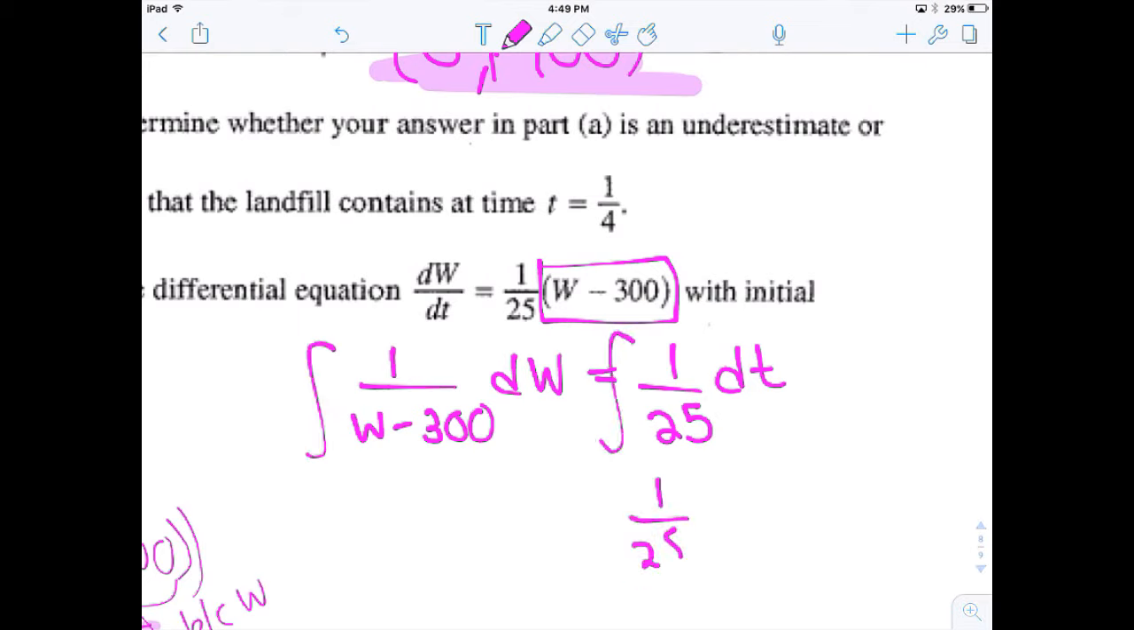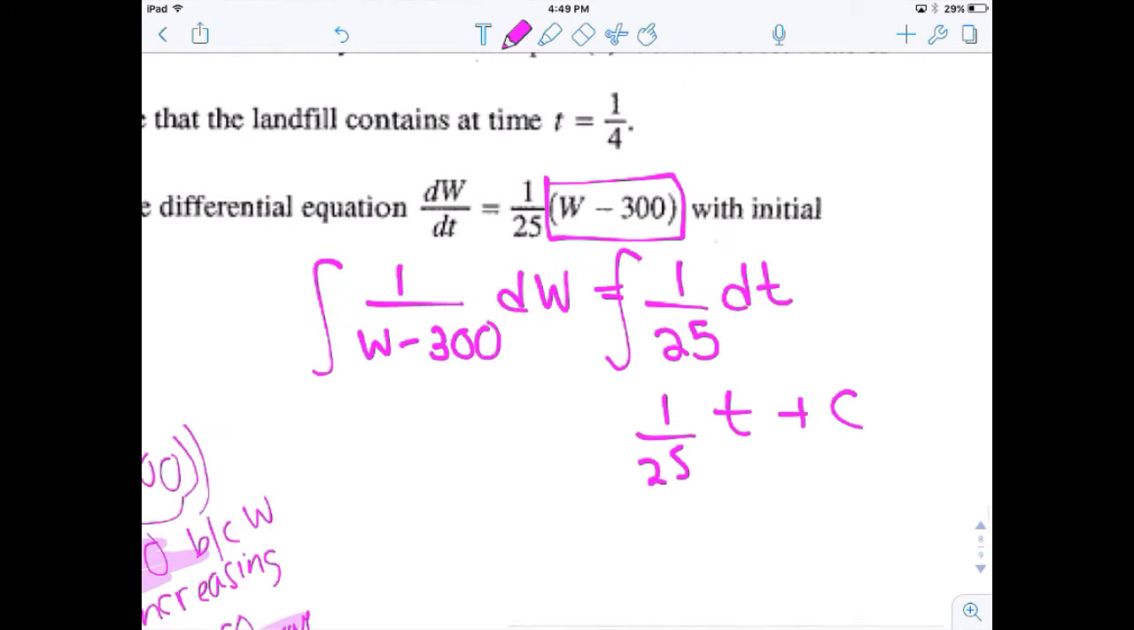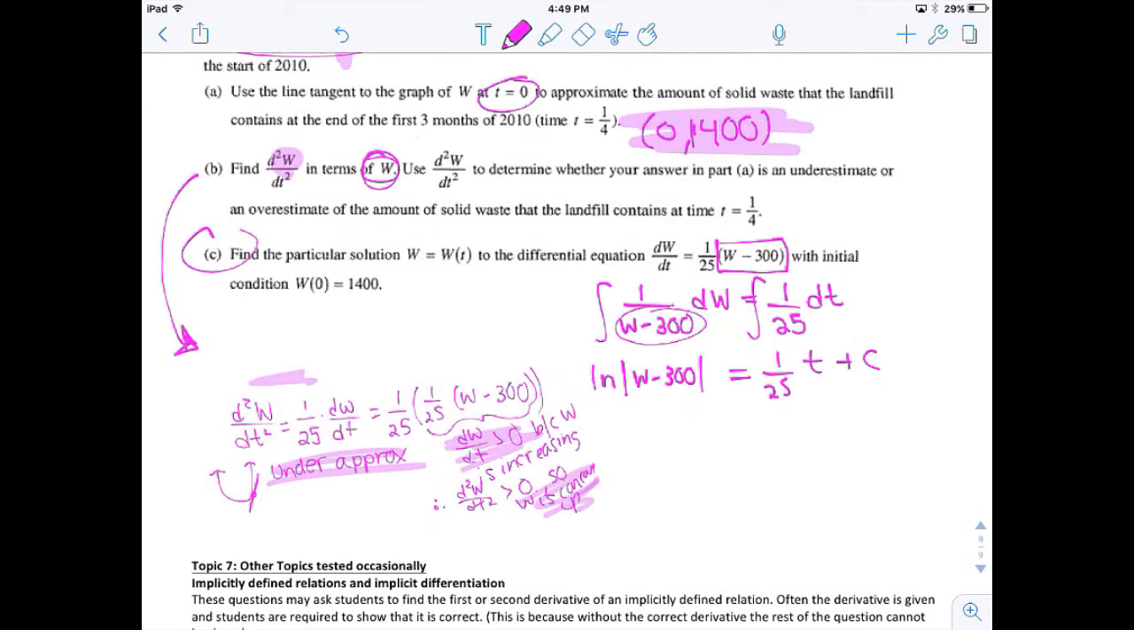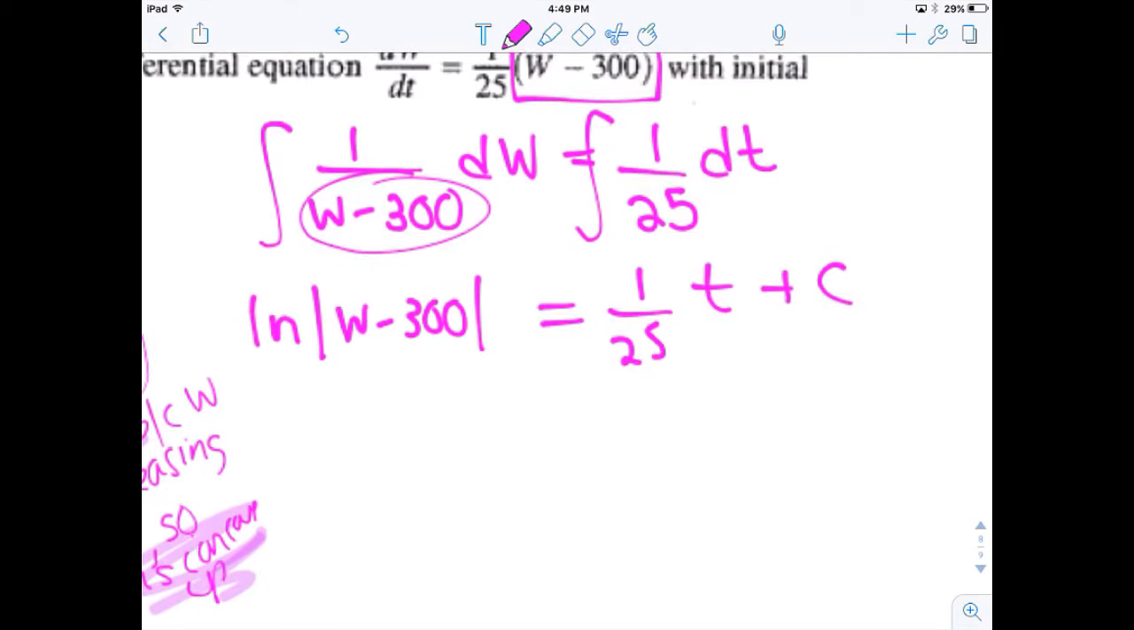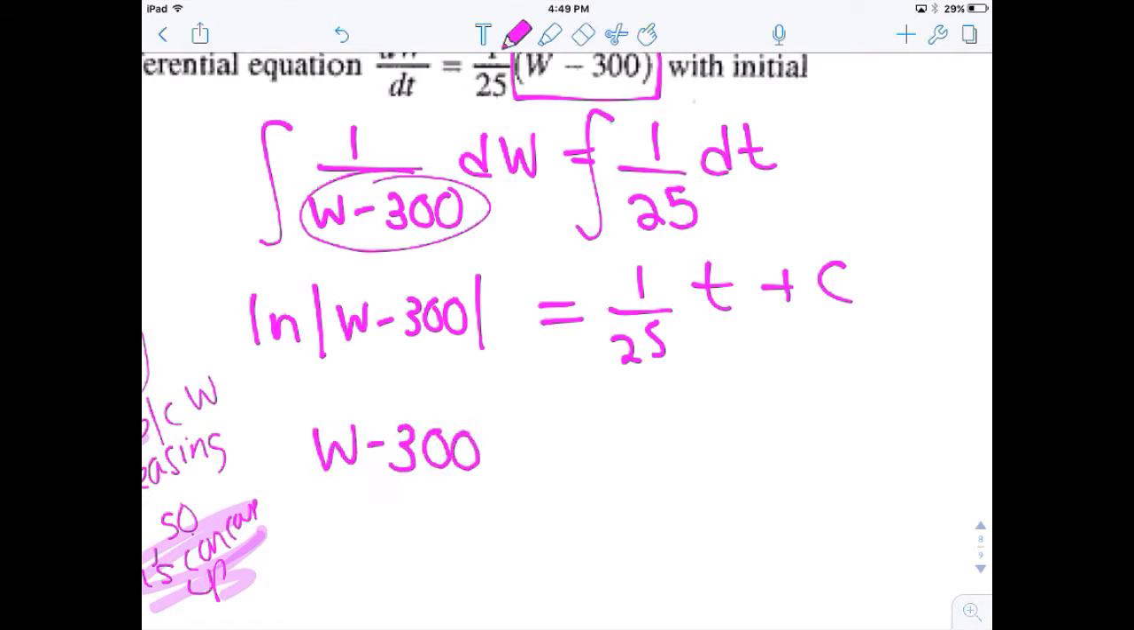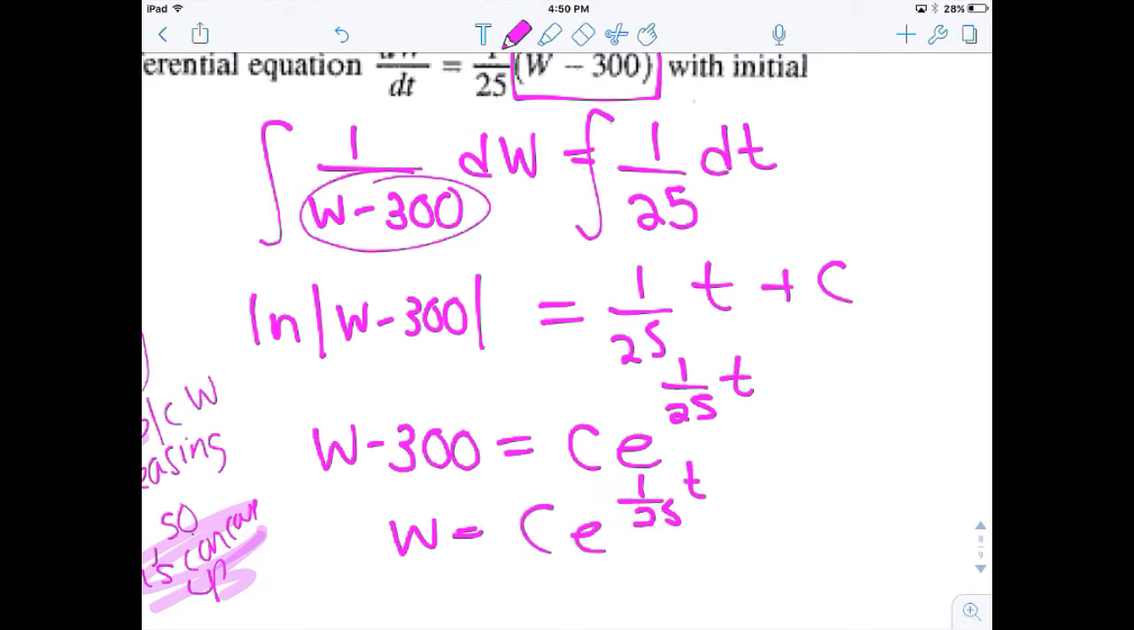And I guess I am doing this. Now I could plug in here to get that value for C. And I'm going to leave that to you guys. But solving this, remember that this would be W minus 300 equals C e to the 1/25 T. And then W would be C e to the 1/25 T plus 300. And you could also solve for C there, which I'm just going to do because it's going to bother me if I don't.